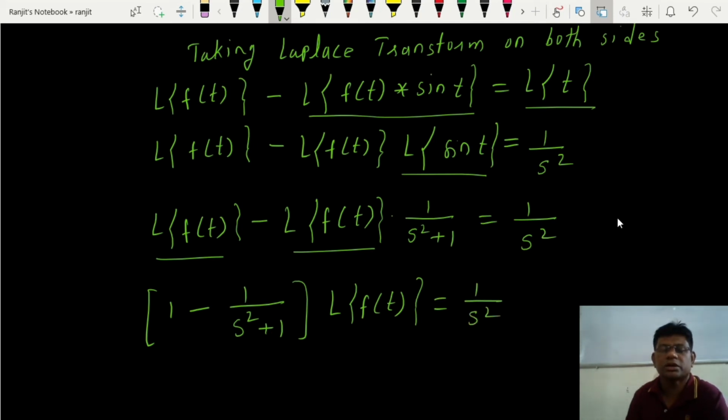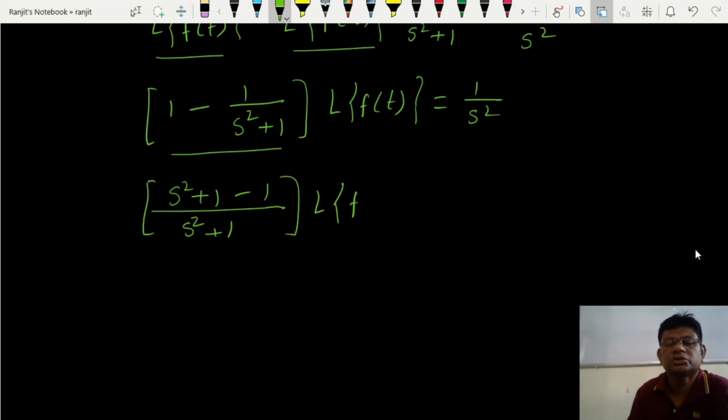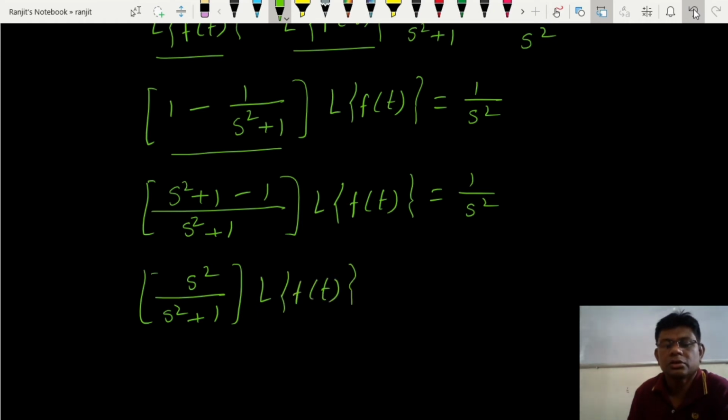Now simplification by using cross multiplication, answer is s square plus 1 minus 1 upon s square plus 1 times Laplace transform of f of t is equal to 1 upon s square. Now this 1 minus 1 answer is 0. Here answer is s square upon s square plus 1 times L of f of t is equal to 1 upon s square.